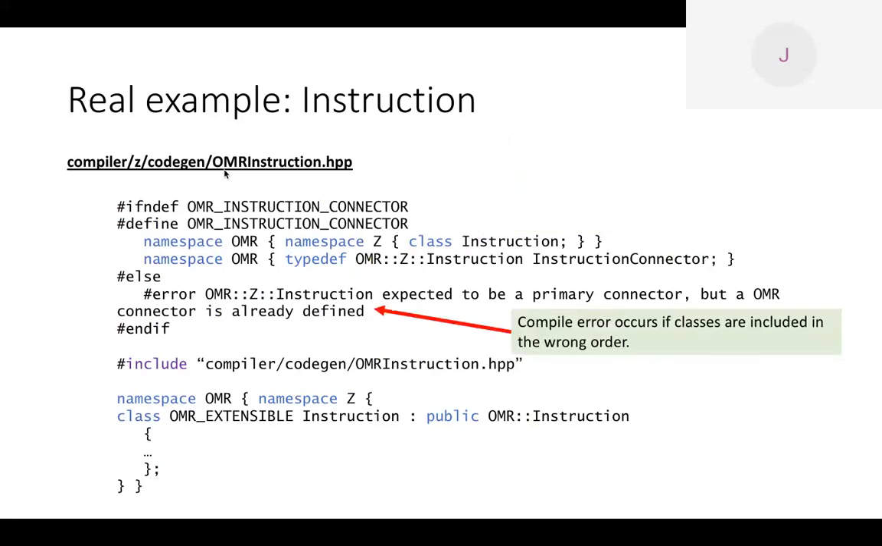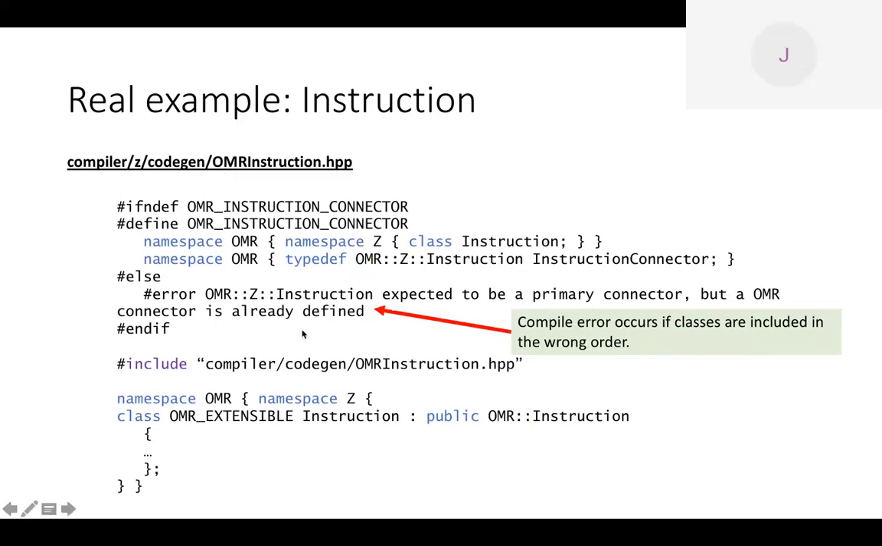So given the way that your iPath is set up, if it's set up correctly, like we saw before, it should be from the most specialized to the least specialized. If I'm building on Z, you should find the Z instruction class specialization before just the OMR base class. So you should find this OMR instruction.hpp before the one that lives in just CoGen OMR instruction.hpp.